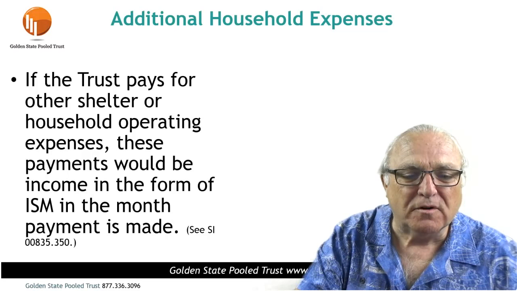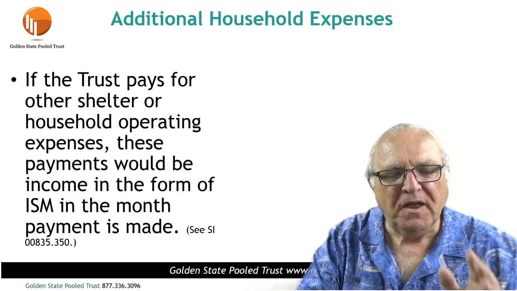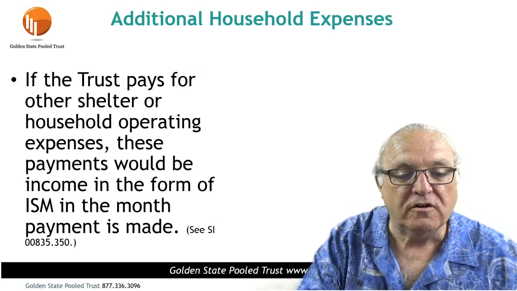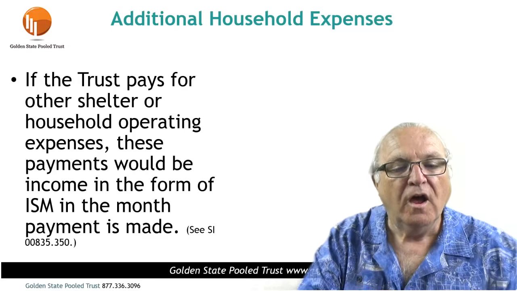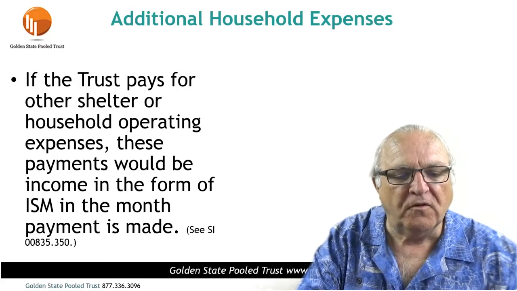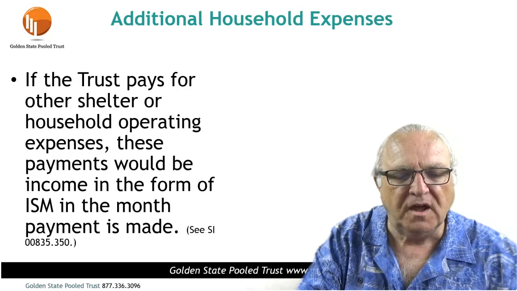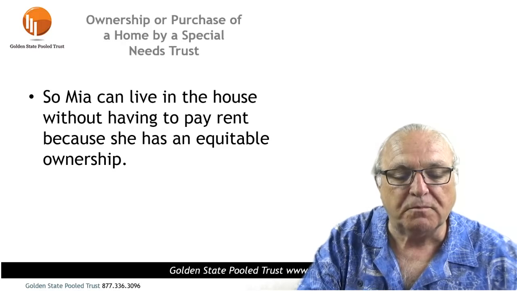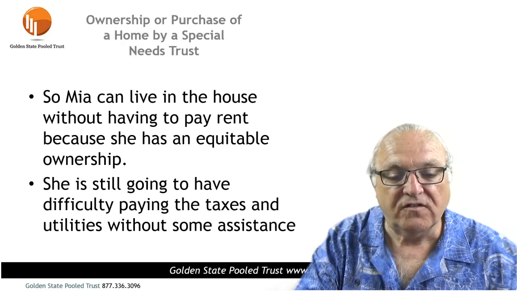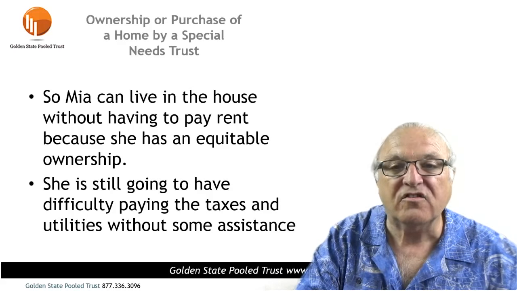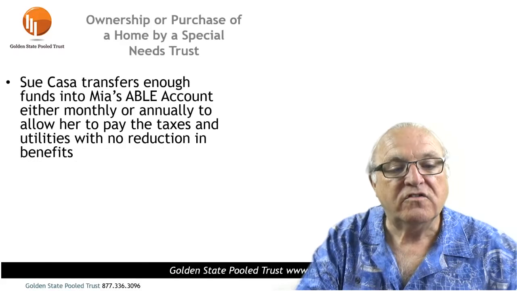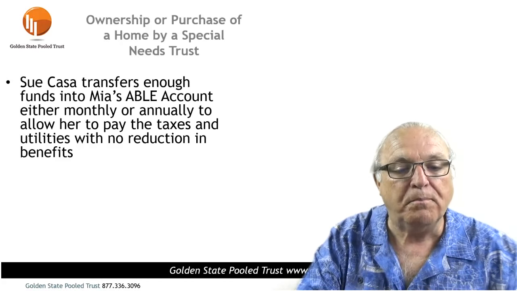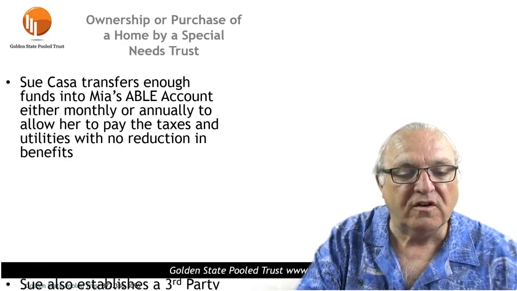So that's pretty simple. The problem with this is maybe Mia actually likes electricity, water, and that sort of thing. So if the trust pays for other shelter or household operating expenses, these payments would be income in the form of ISM in the month the payment is made. Okay? So Mia can live in the house without having to pay any rent because she has an equitable ownership. She's still going to have difficulty paying the taxes and utilities without some assistance. Sue Casa transfers enough money into Mia's ABLE account, either monthly or annually, to allow her to pay the taxes and utilities with no reduction in benefits.